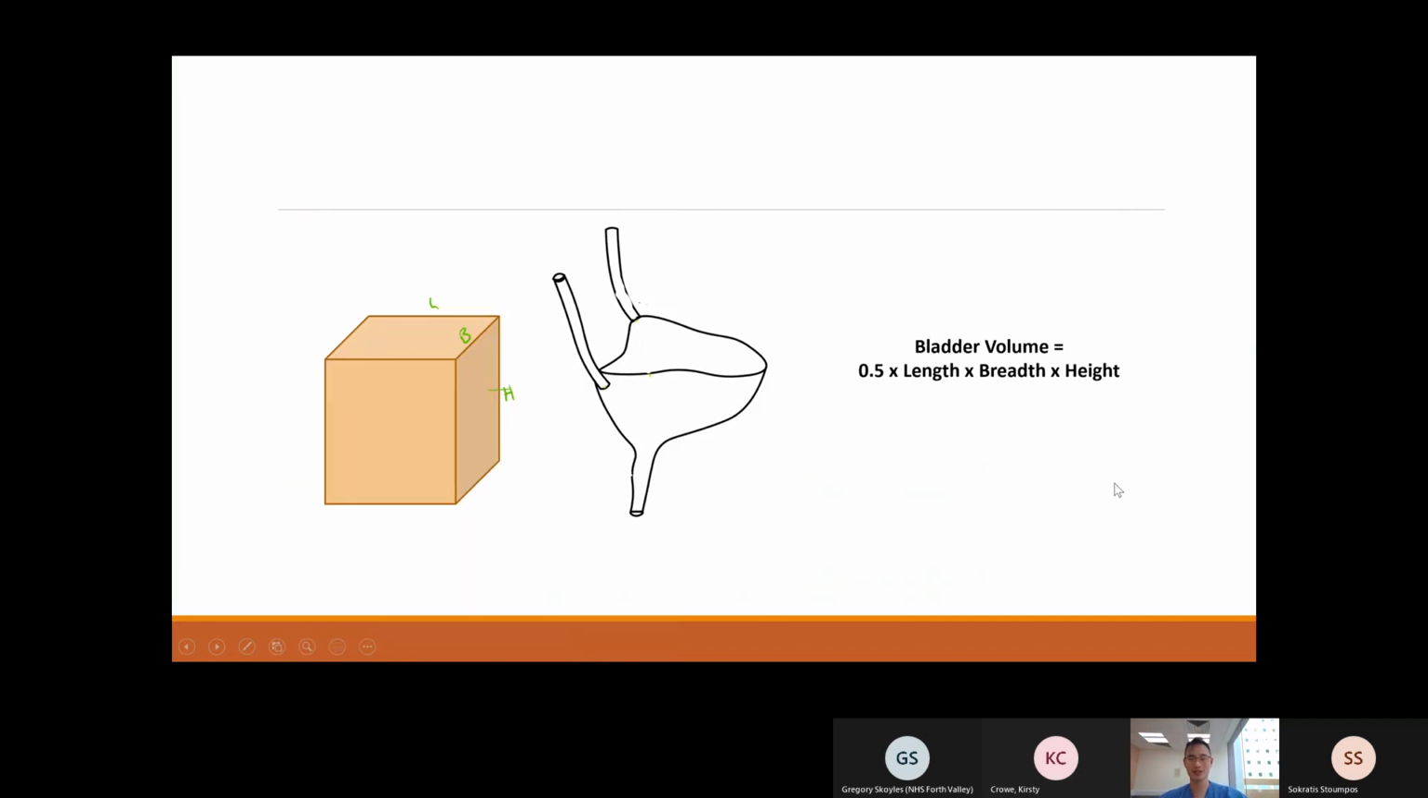So that is as simple. That's how you measure the bladder volume. It's pretty simple. You just need two planes, and you measure length and breadth and height, and you times it by half.